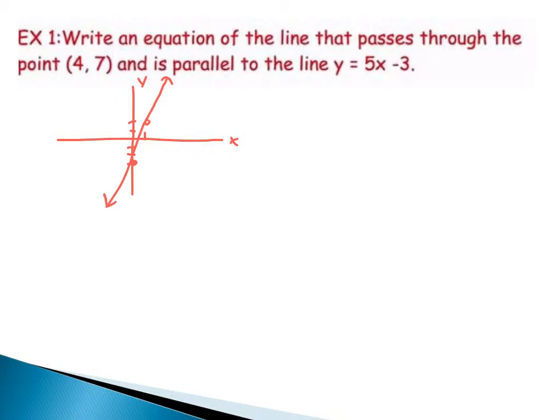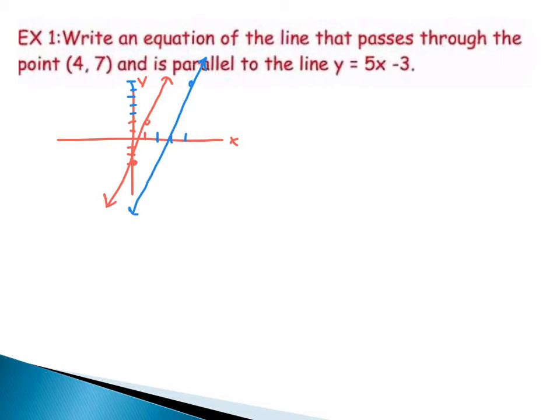So let's say I have that line, and now I have a completely different line that passes through the point 2, 3, 4, 5, 6, 7. So it passes through the point (4, 7). I want another line that passes through this point that's parallel to the first. So imagine if I were to draw this blue line, it's going to go through that point, but is parallel to the red line.